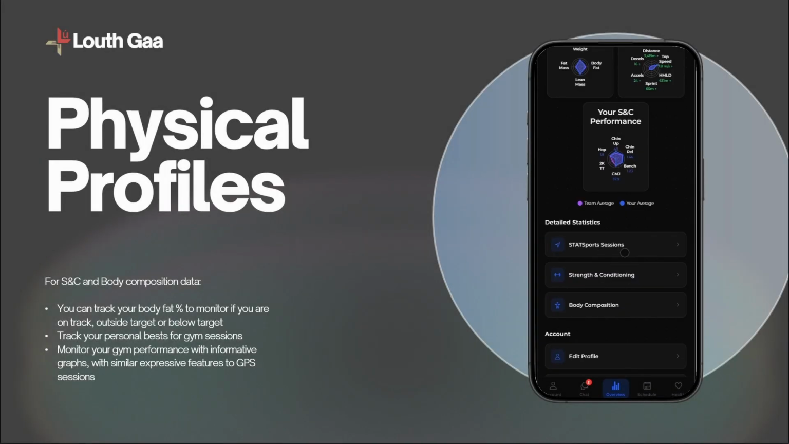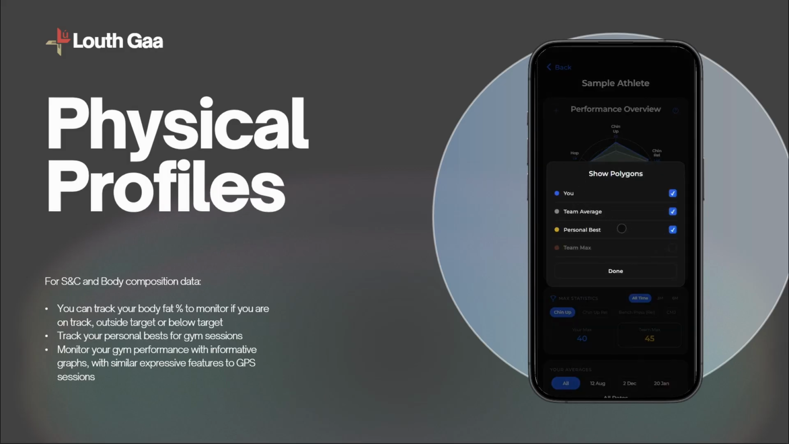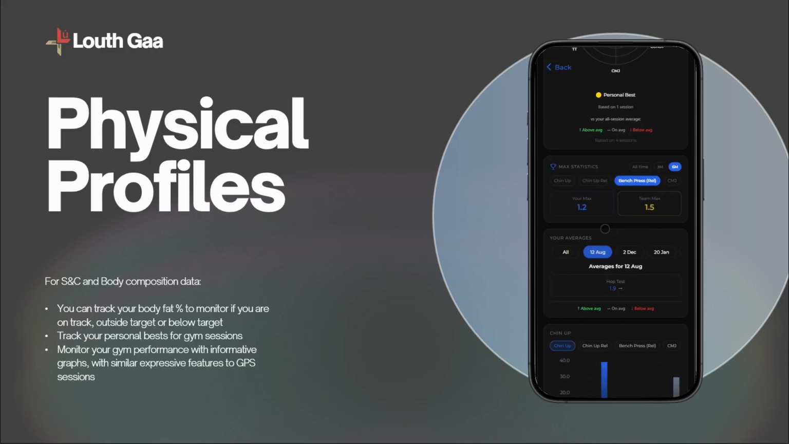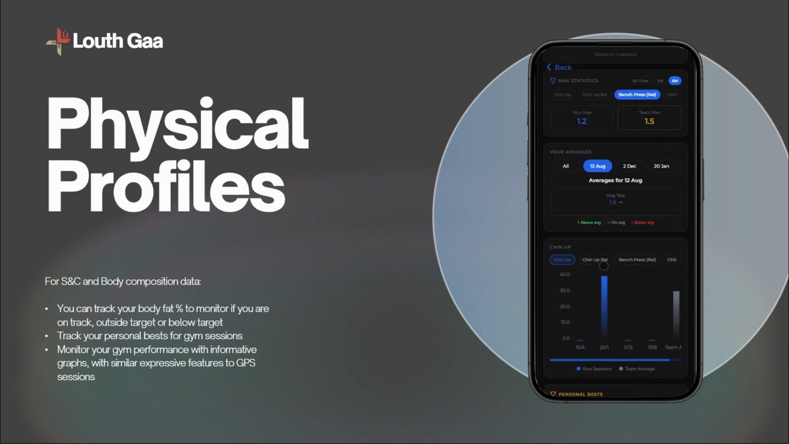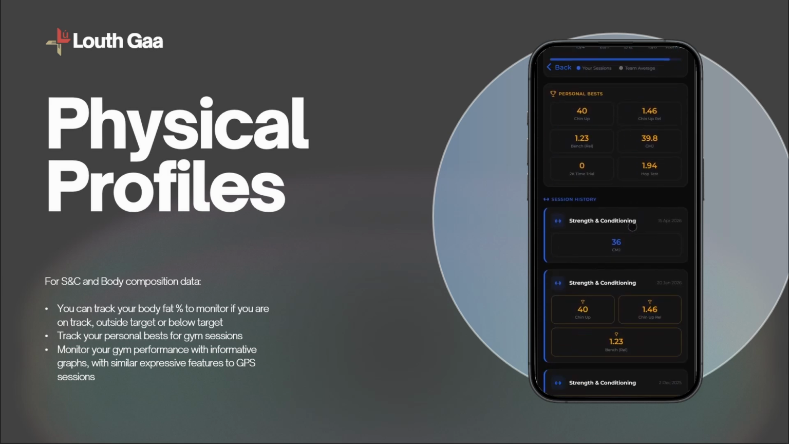Moving on to physical profiles, this covers two things, body composition and gym sessions, and you can see the app walking through both on the right. Starting with gym, the layout will feel familiar because it follows the same patterns as GPS. You've got the radar chart at the top with the same polygon toggle system. Then max statistics. Same date range filters as before, your averages with a date picker so you can drill into specific sessions. A bar chart that also includes a team average bar so you can see where you sit relative to your squad. And then personal bests and your full session history at the bottom.